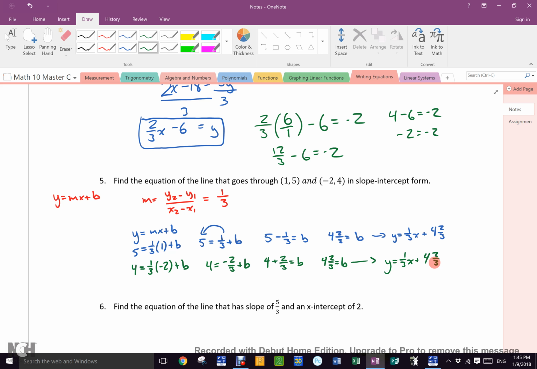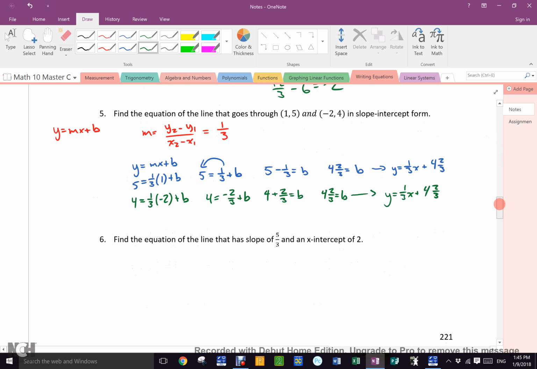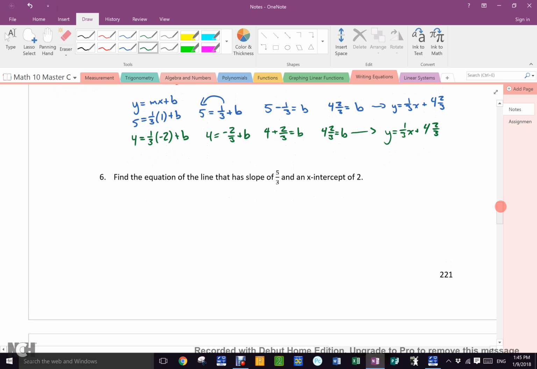Everybody good? All right. Now, there's a trick to number 6. What form are you going to use? Why are you choosing y equals mx plus b, Nick?